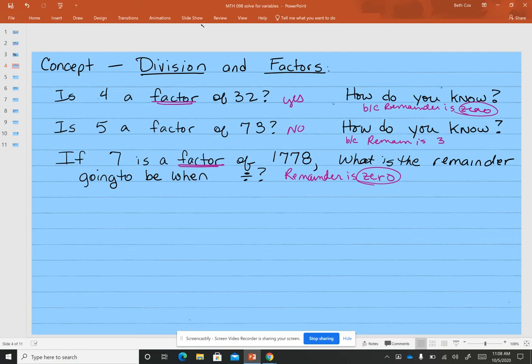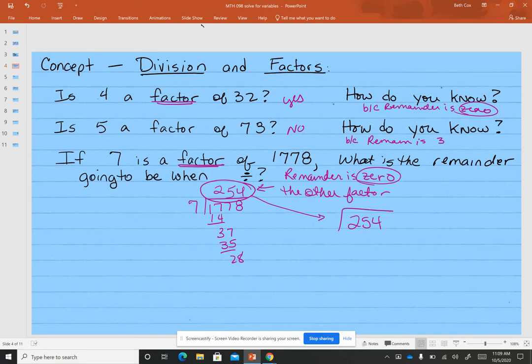Also, what you need to know is that when we know one factor, we can divide to find the other one. So if 7 is a factor of 1778, then we can actually do the division and we get the other factor. This is the other factor. And if we want to know more factors, we can divide it. We can take this one, the 254, and find other factors.